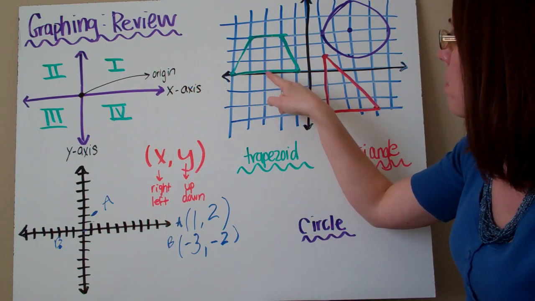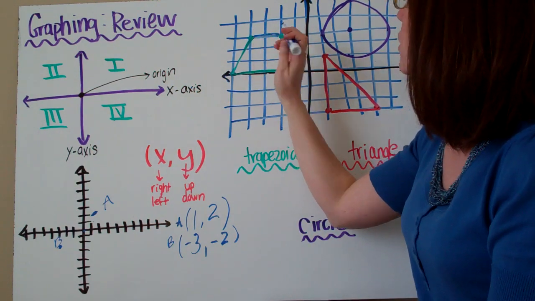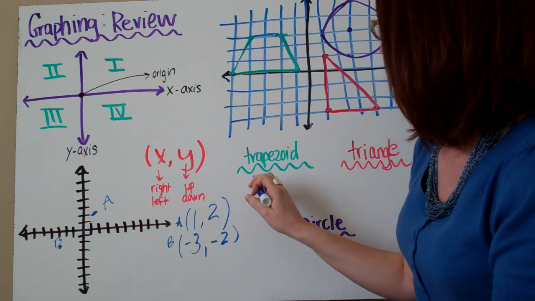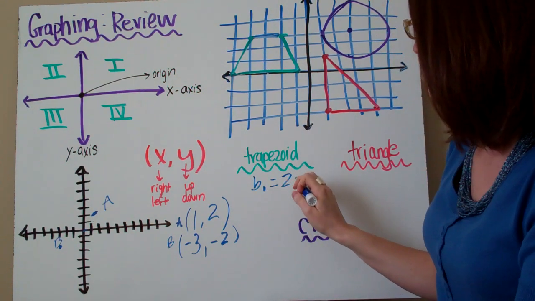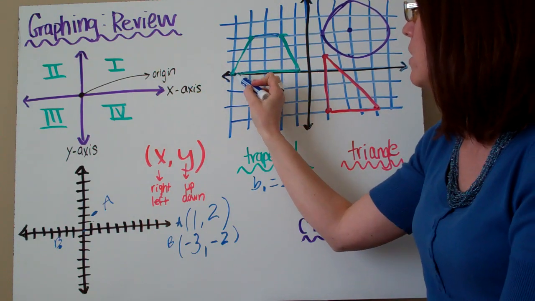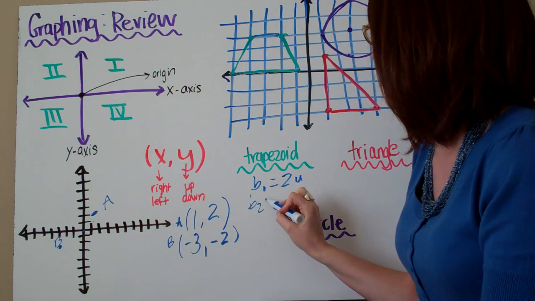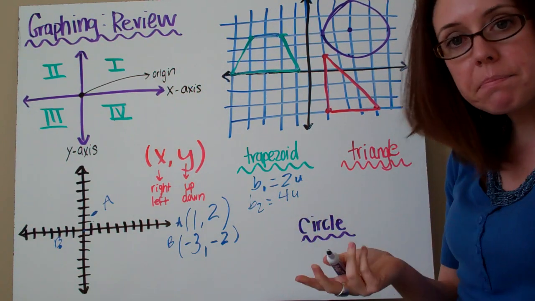Remember, your bases are your parallel sides. So this base right here is 2 units. 1, 2. So base 1 is 2 units. This is also a base because it's a parallel side. It is 1, 2, 3, 4 units. So base 2 is 4 units.